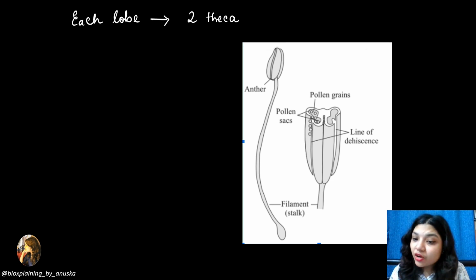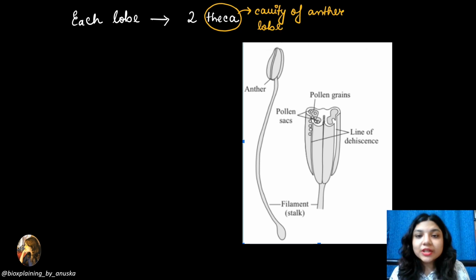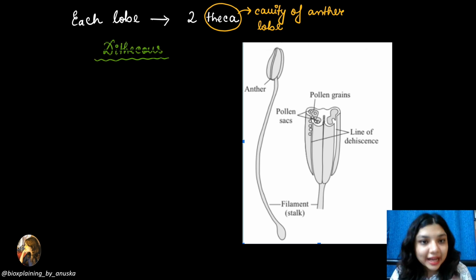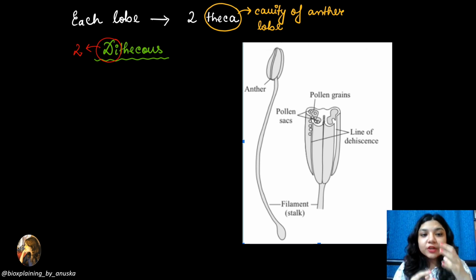So what is the meaning of theca? Theca refers to the cavity of the anther lobes. So due to the presence of two theca, we call it dithecous. Wherever you see di or bi written, they always refer to two. Fine. Now, there's a longitudinal groove that runs lengthwise separating the theca.